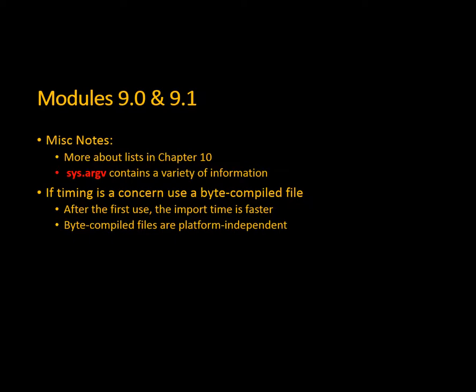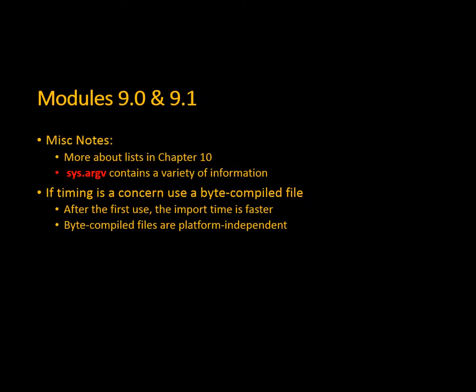Some miscellaneous notes out of Module 1 and 2. We're going to look at lists in more detail in Chapter 10, and we'll do that starting Thursday. The sys argv contains a variety of different information. Take a look at section 9.1, and it'll give you a little more information on that. But basically, you're looking at the arguments that are contained within modules.